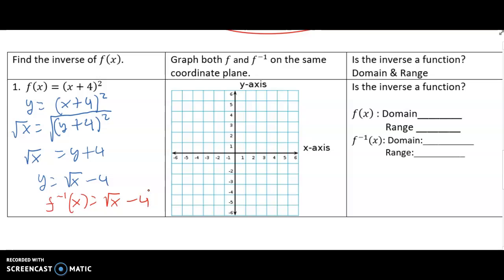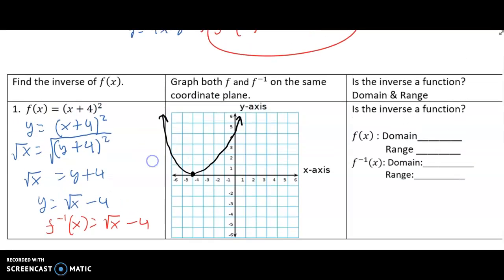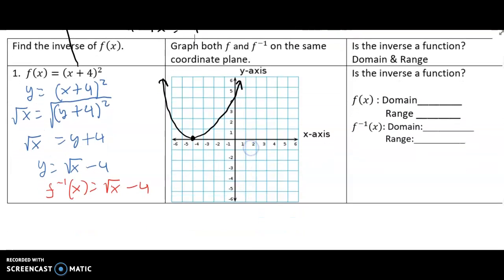Great. So it wants us to graph both of these. Let's do f of x in black first. So x plus 4, my vertex is at negative 4, and it's squared, so I have a parabola shape. Reminder that this negative 4 comes from setting x plus 4 equal to 0, and then we get x equals negative 4. Okay, our next one is the square root of x minus 4. That minus 4 is a vertical shift down, and then it has our square root shape.